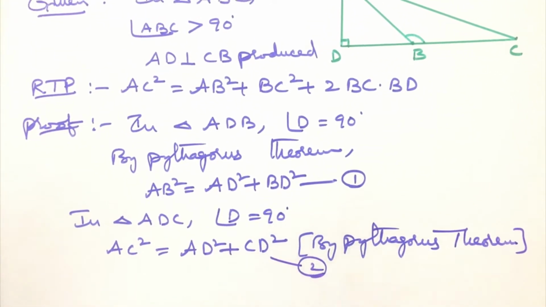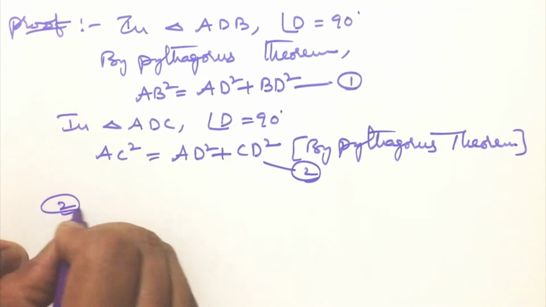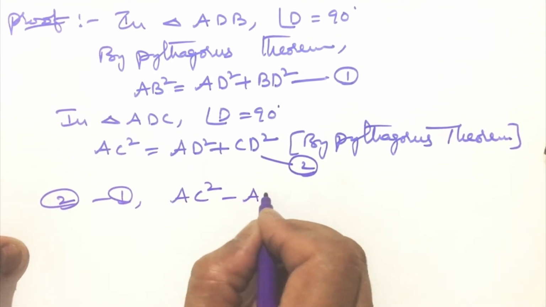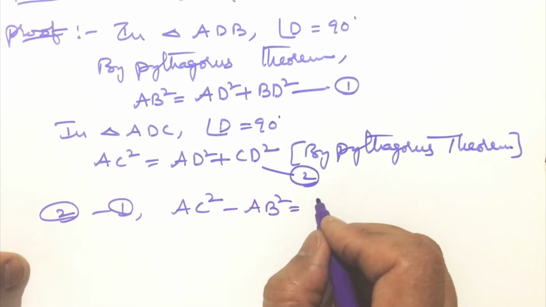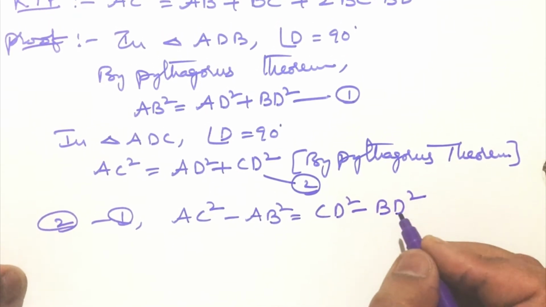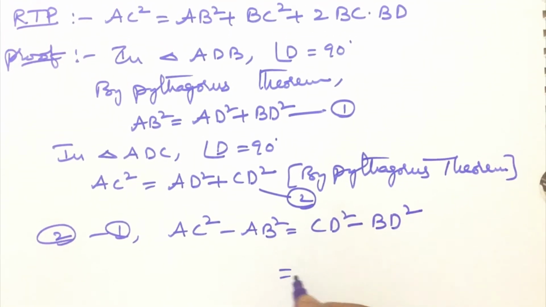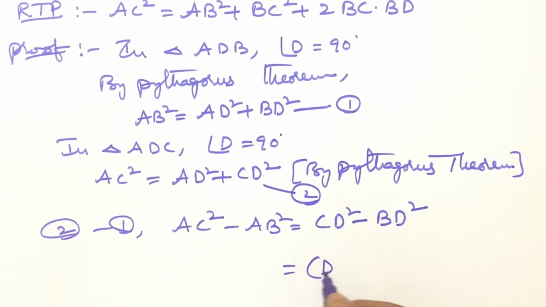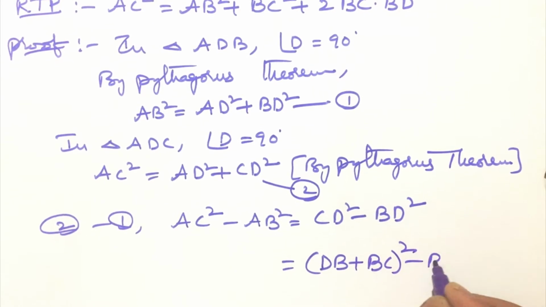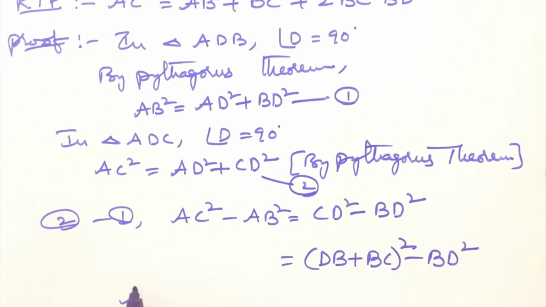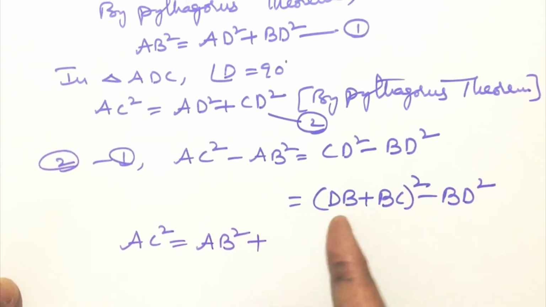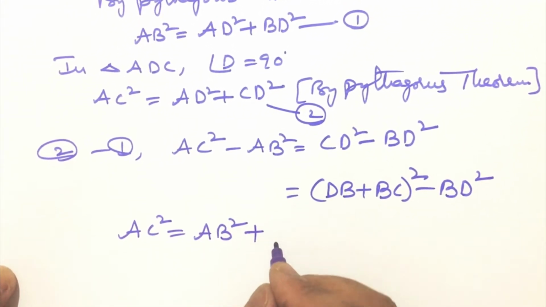This has equation 2. Now do 2 minus 1. Then you can get AC square minus AB square is equal to CD square minus BD square. Here CD you can write in the figure. This is nothing but (DB plus BC) whole square minus BD square.